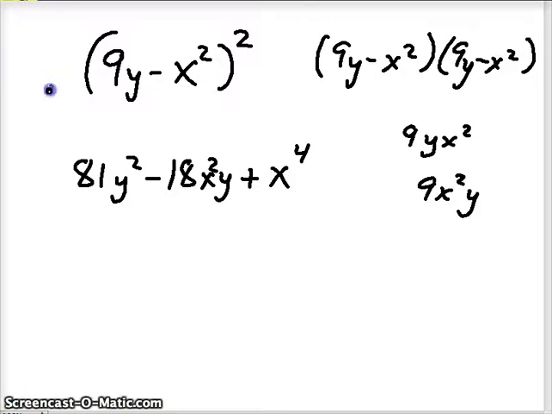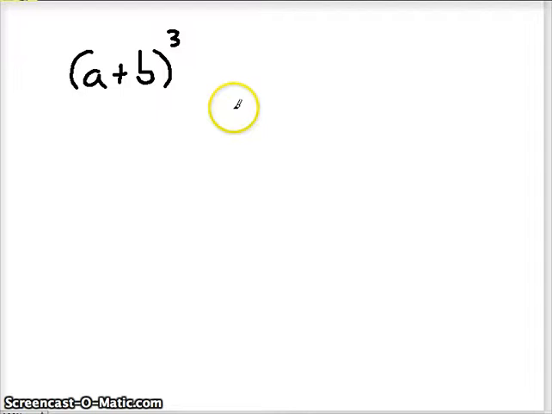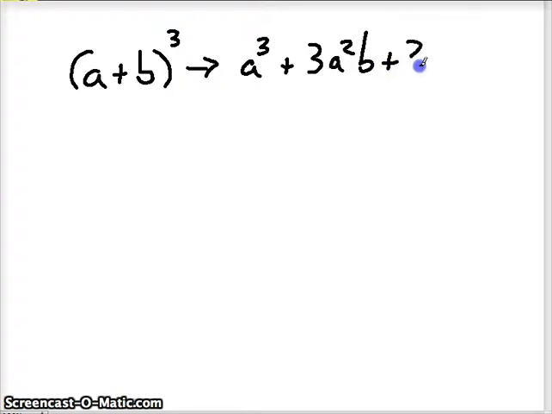The last pattern here, this is brand new. Since you've never seen a cube of a binomial before, this is the pattern that you follow. Anytime you have two terms, a binomial being cubed, you always get this. You always get that first term cubed plus 3, and it's always going to be 3 right there, 3a squared b plus 3ab squared plus b cubed. You'll always get this pattern.